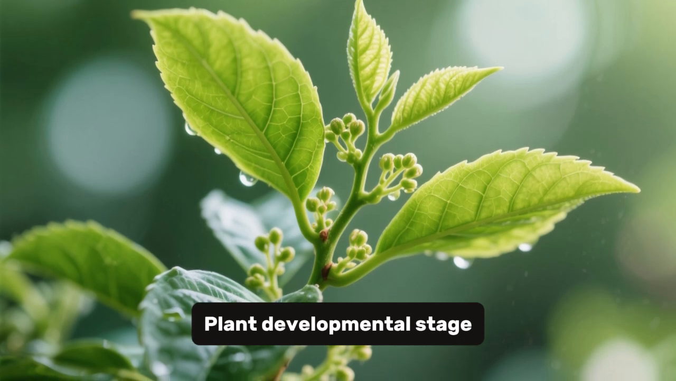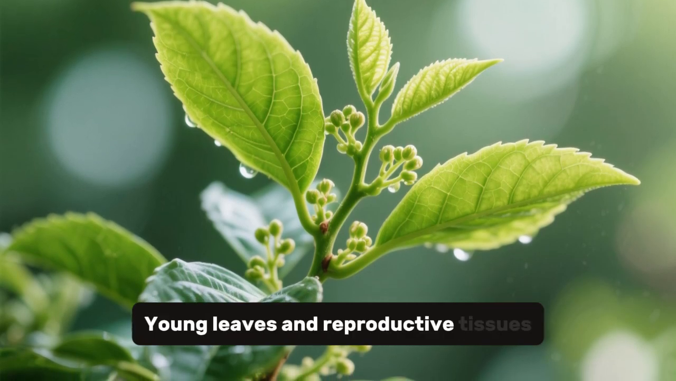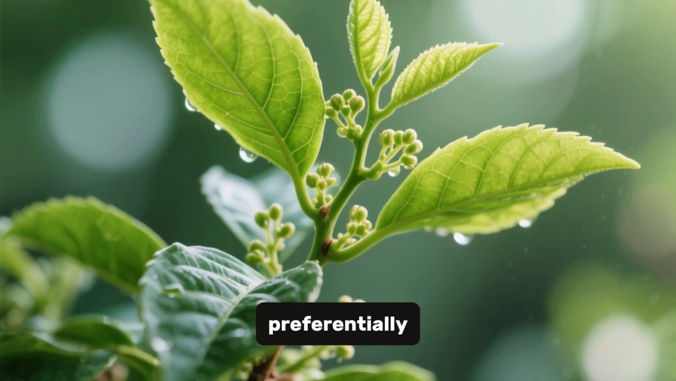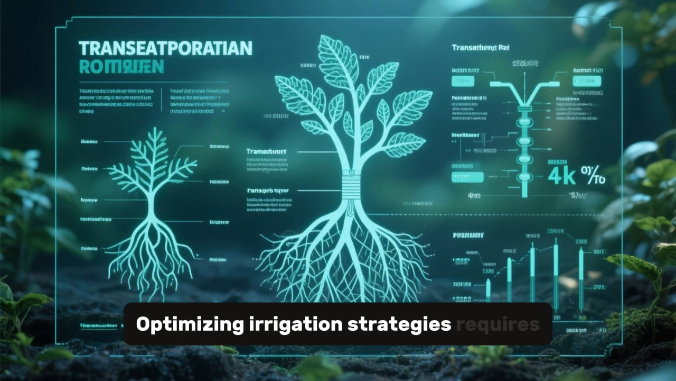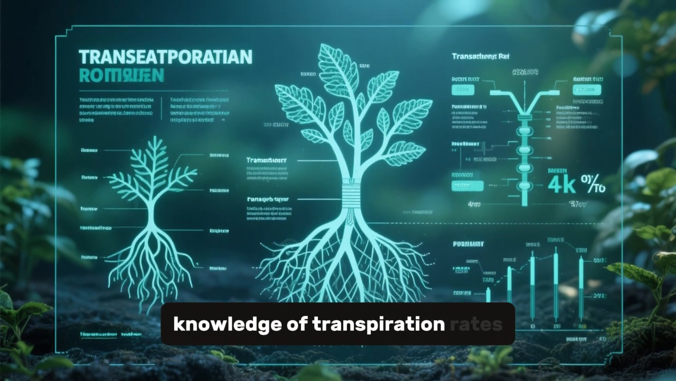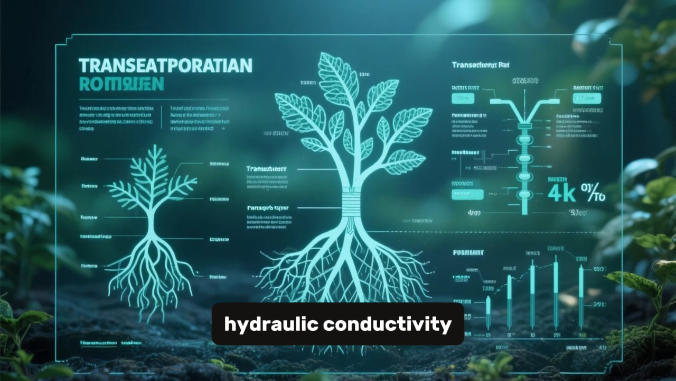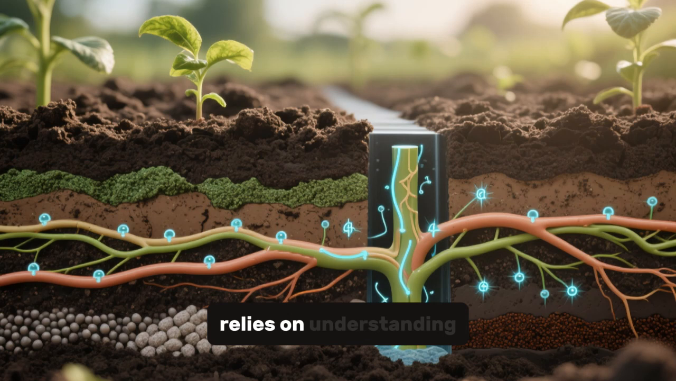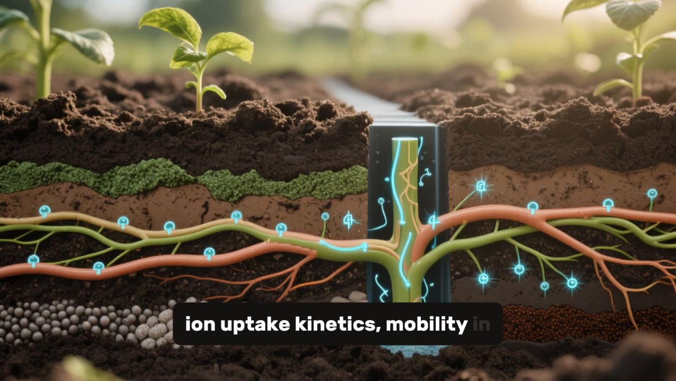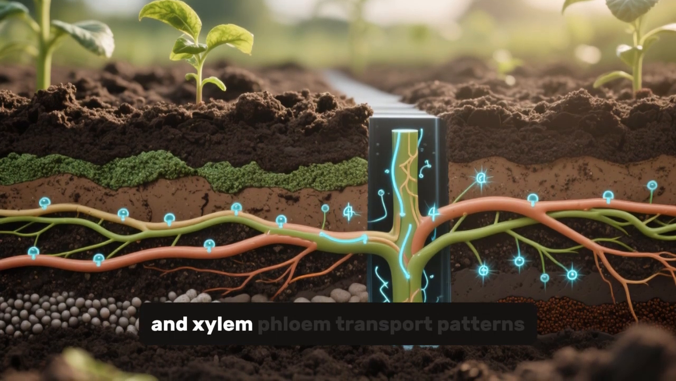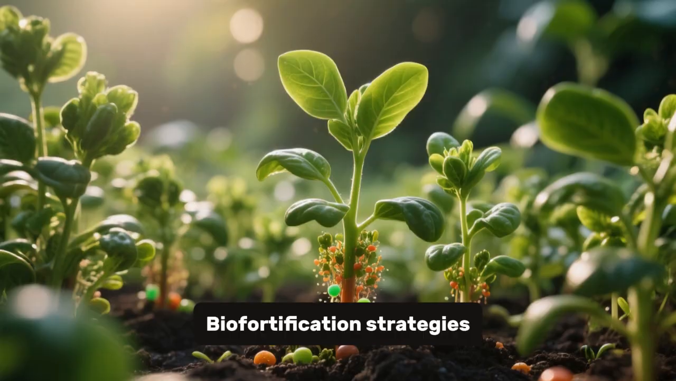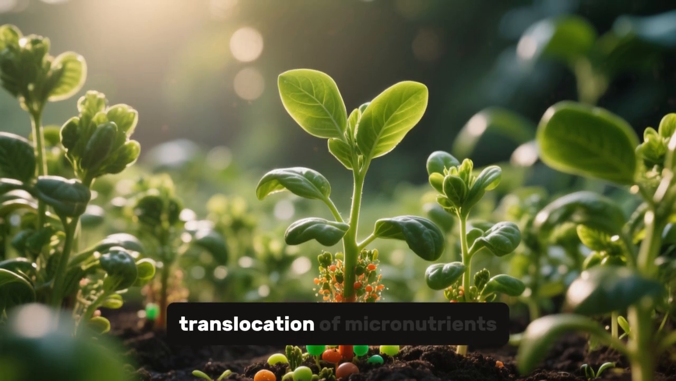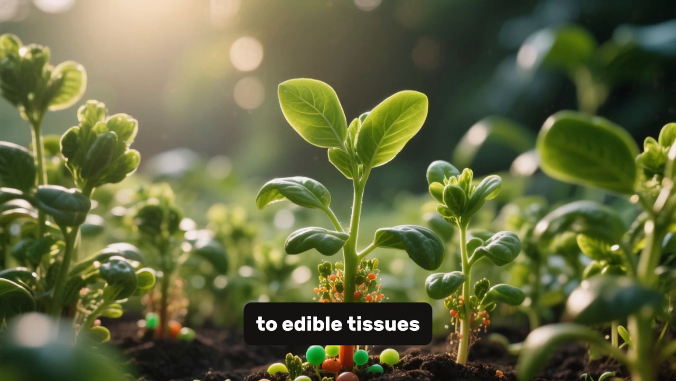Plant developmental stage: young leaves and reproductive tissues act as strong sinks, drawing water and nutrients preferentially. Optimizing irrigation strategies requires knowledge of transpiration rates, hydraulic conductivity, and root architecture. Fertilizer management relies on understanding ion uptake kinetics, mobility in soil, and xylem and phloem transport patterns. Biofortification strategies target enhanced uptake and translocation of micronutrients to edible tissues.